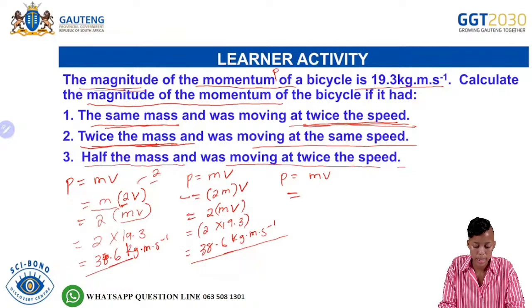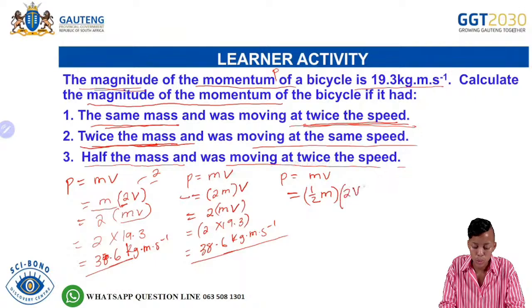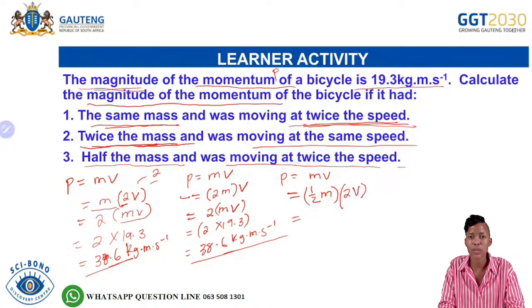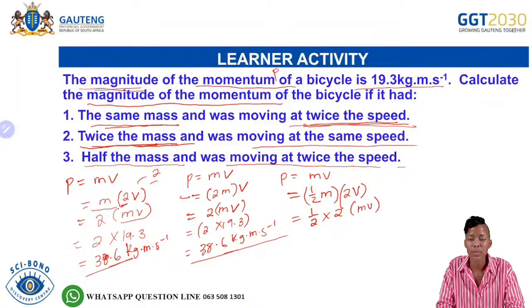So it says if we had half the mass, so there is the mass, we now have half the mass, and then with the speed moving at twice the speed. So twice the speed means we'll then have 2v. And then if I want to move my numbers to one side and letters to one side, it will then be half multiplied by 2, and then all of that multiplied by my mv, which is therefore my momentum.